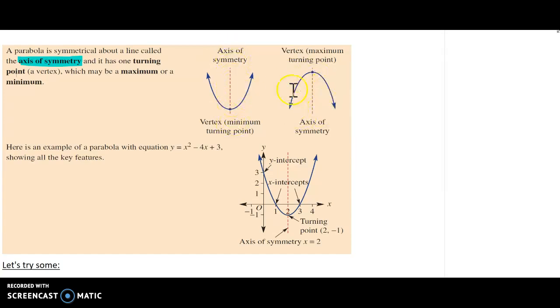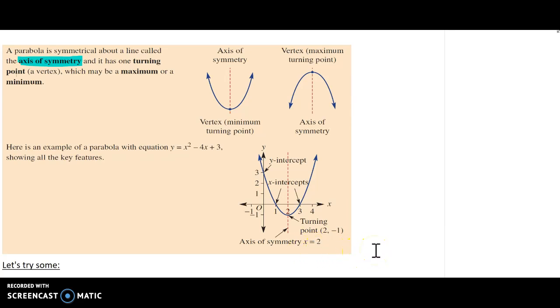And if you have a look at the y equals negative x squared graph, same thing. Axis of symmetry. So these parabolas have an axis of symmetry which is vertical. If it's vertical, that means it's crossing the x-axis because it's a vertical line. So therefore this line will always have an equation of x equals something.